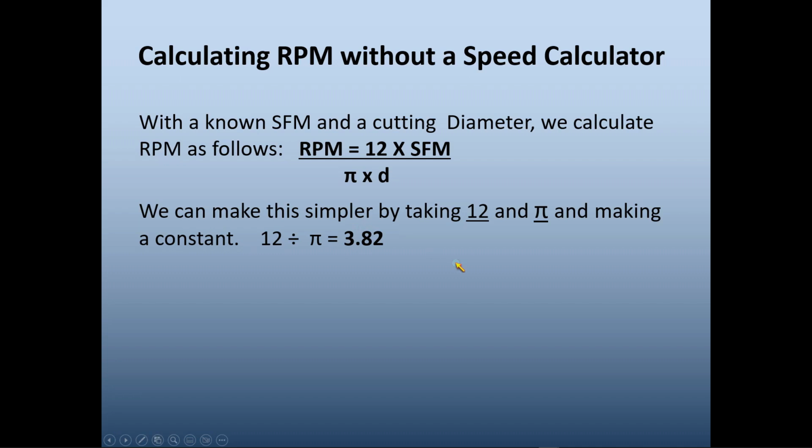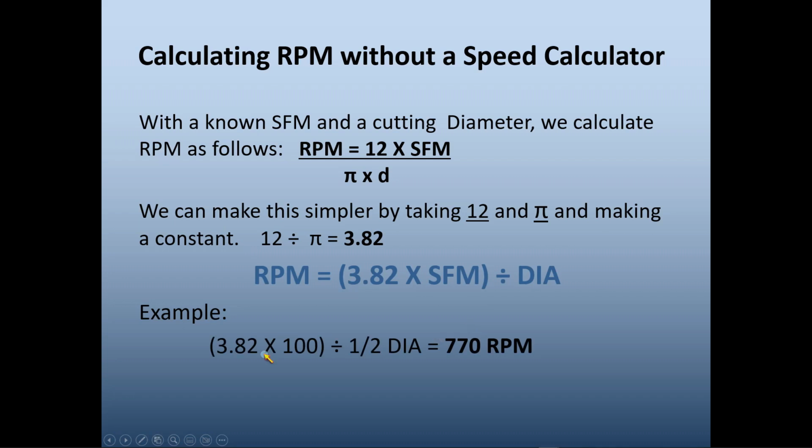A friend of mine who used to teach a high school shop class told me that he used to just tell his students to use 4. So RPM is equal to 3.82 times the surface feet per minute, and then you divide that by the diameter. Here's an example. 3.82 times 100 surface feet a minute divided by 0.5 for a half-inch diameter results in 770 RPM.